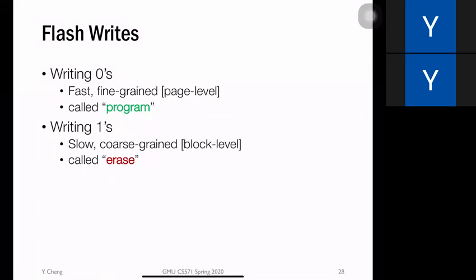Another important thing is the granularity at which these two kinds of write operations happen. The writing zero, the program operation, happens at the fine-grained page level, and the coarse-grained erase operation happens at the coarse-grained block level. In the next couple of slides, we'll talk about the difference between page and block terminology.